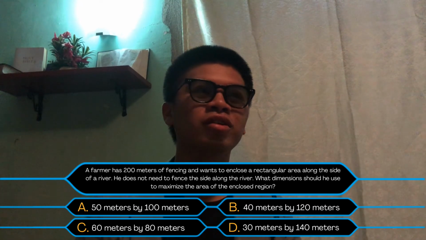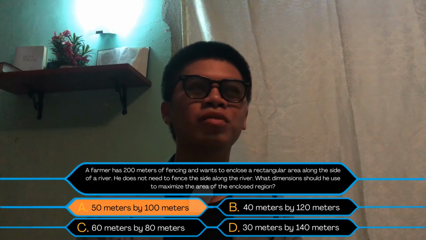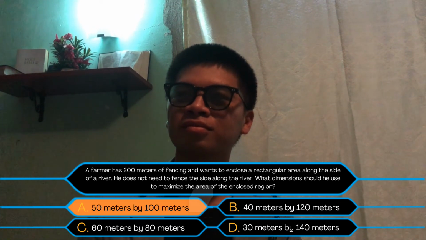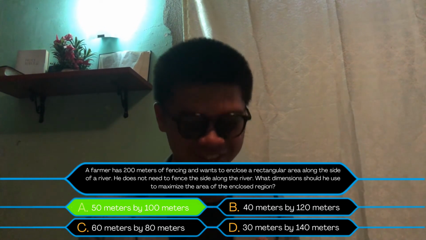I'm going to trust my friend on this. It's letter A. Are you sure about that? Yes, I'm very sure. Correct. You've just won 750,000 pesos. You're only one question away from 1 million pesos.